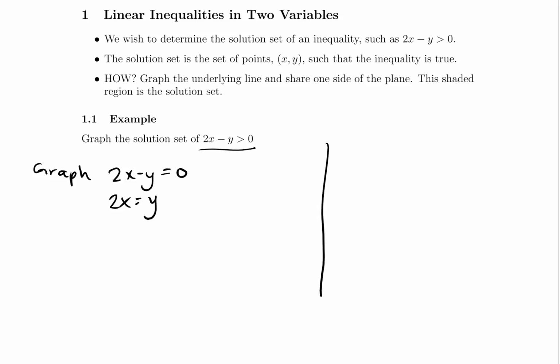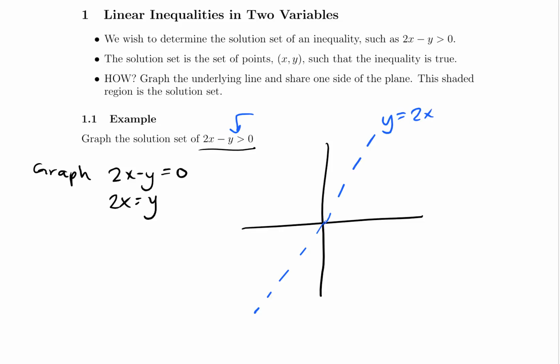Now, when we sketch our graph of y equals 2x, we don't want to draw a solid line, we want a dotted line because the original inequality is a strict inequality. So we have strictly greater than 0 instead of greater than or equal to. So I'm going to sketch y equals 2x, just getting a rough idea. I know it's a straight line, the slope is 2, but I don't want it to be a solid line, so I'm going to make it a dashed line. Okay, there we go.